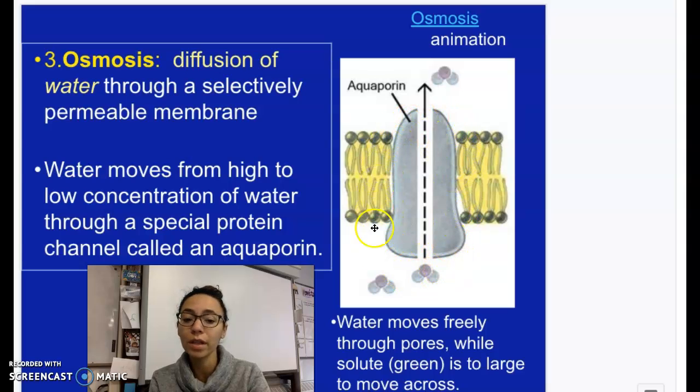So water can move freely through these pores, while the solute, it says green, but I forgot to put little green dots here. So the water can move through these, but nothing else can. So a solute like a salt or a sugar or anything else that's not water cannot pass through these. So aquaporins are selective for water. Only water can pass through them.